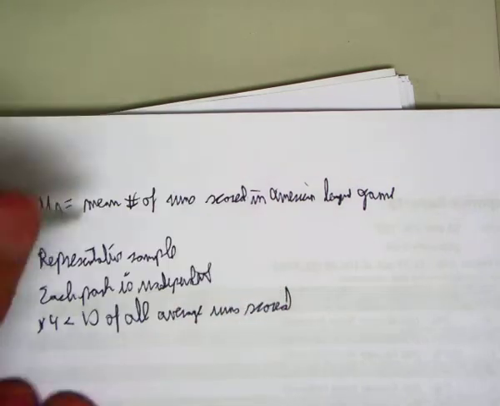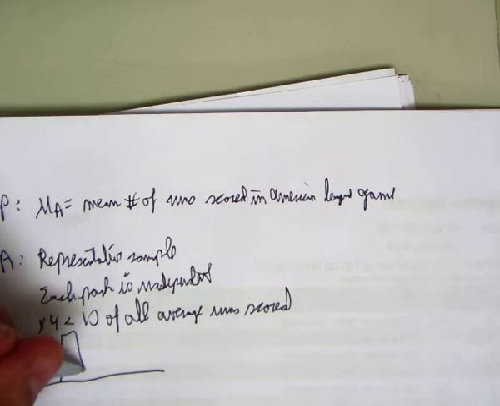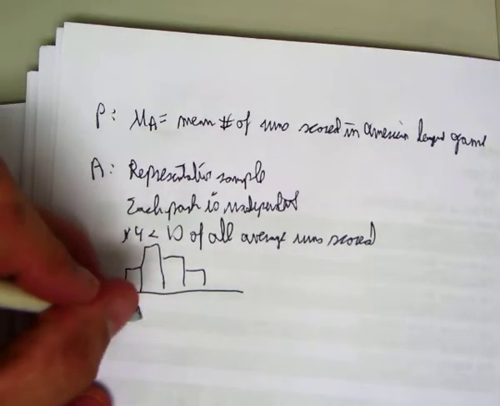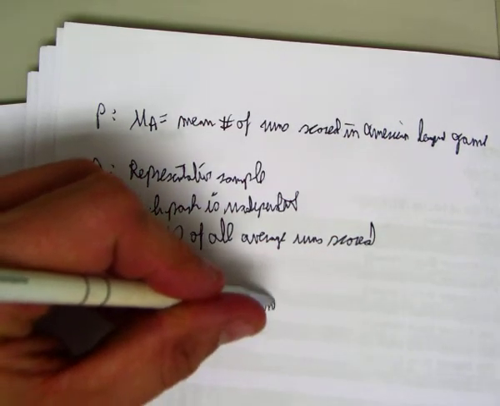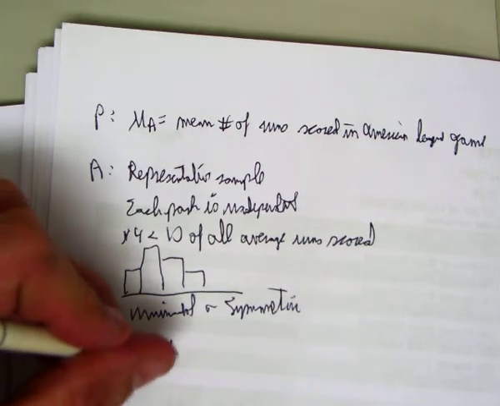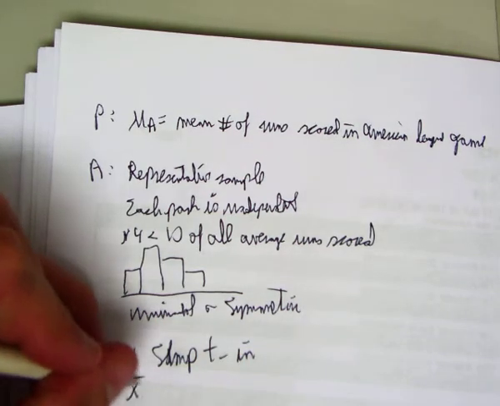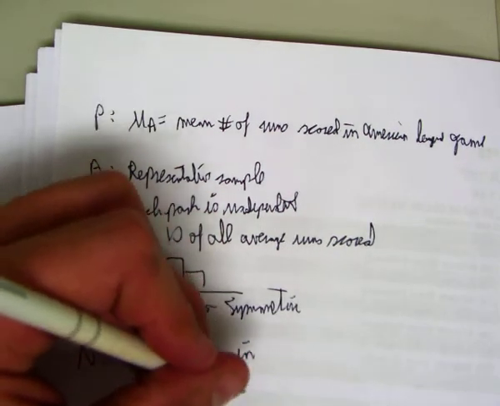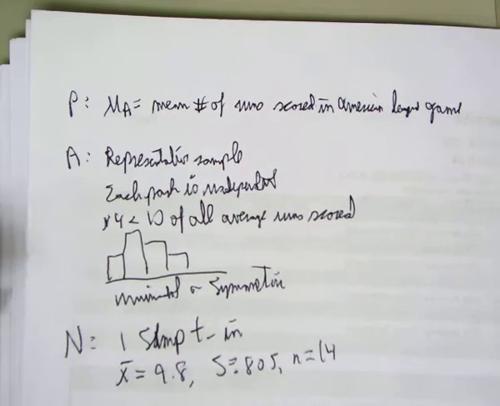And we already looked at the histogram, so we would draw that histogram, whatever that looks like. So you get something that looks like that. So that's unimodal and symmetric. So that's good. So name it. This is a 1 sample t interval. Our statistics, x bar is 9.8. Standard deviation is 0.805. And n is 14.